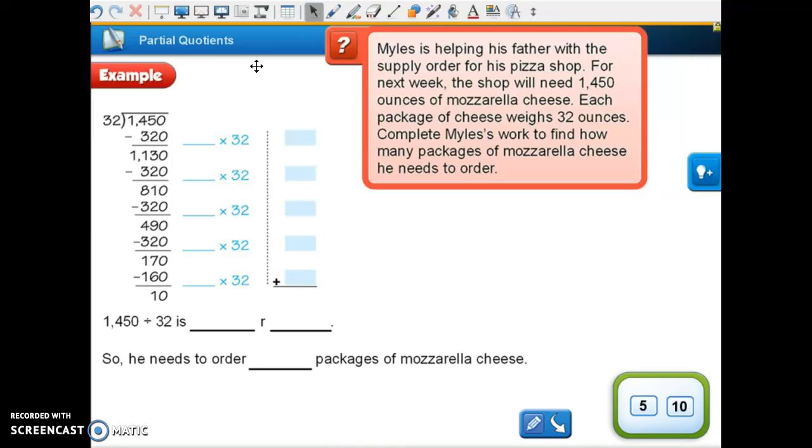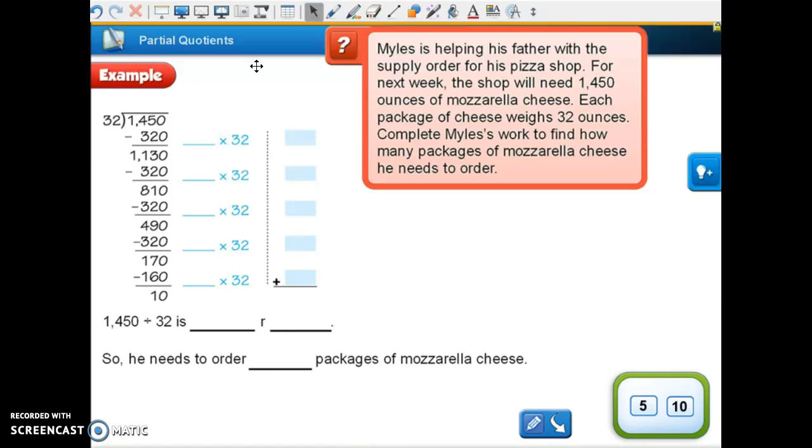So Miles' dad must run a pizza shop, right? Yeah. And he's getting ready to order the groceries he needs for next week. He knows he's going to need 1,450 ounces. And what size of package does his cheese come in? 32 ounces. So we have to take that 1,450 ounces and divide it by 32.